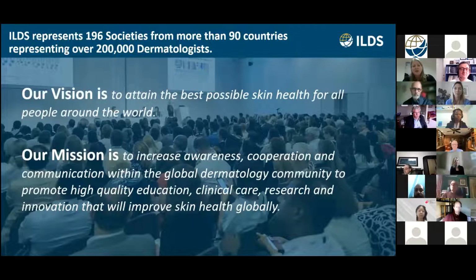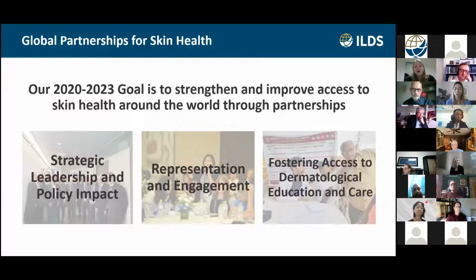Just very quickly to introduce you to the ILDS: we have 196 member societies from more than 90 countries, and through them we represent over 200,000 dermatologists. Our vision is to attain the best possible skin health for all people around the world, and we do this through a variety of methods, including raising awareness, education, research, and obviously the Global Psoriasis Atlas, and these sorts of projects cross-cut different areas. Our current strategic goal is to strengthen and improve access to skin health around the world through partnerships. The Global Psoriasis Atlas is a really good model for this. It has policy and advocacy components. It also engages with different stakeholders, to make sure that they're represented and that we understand the issues.